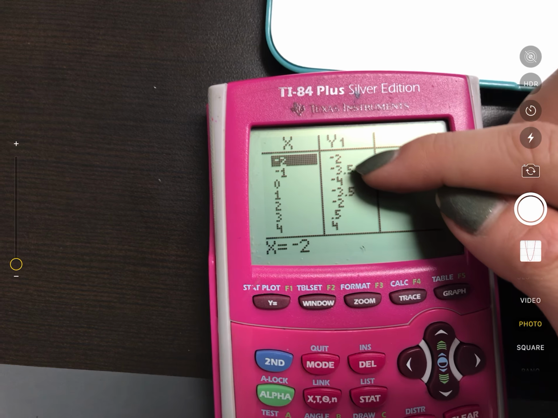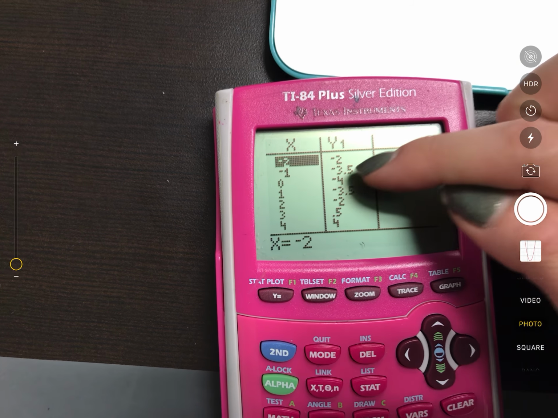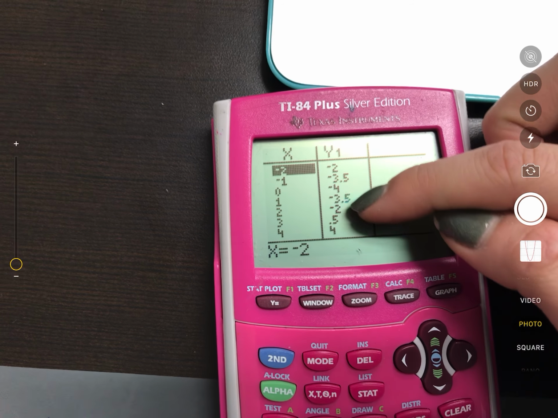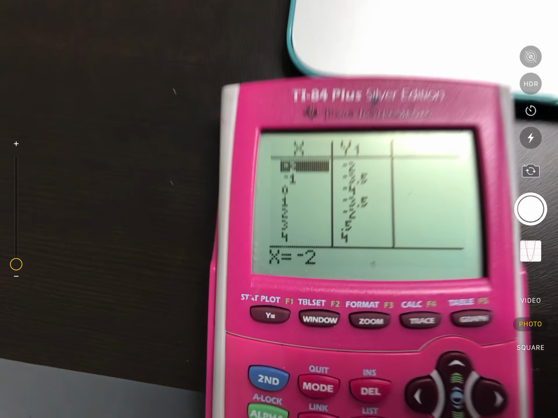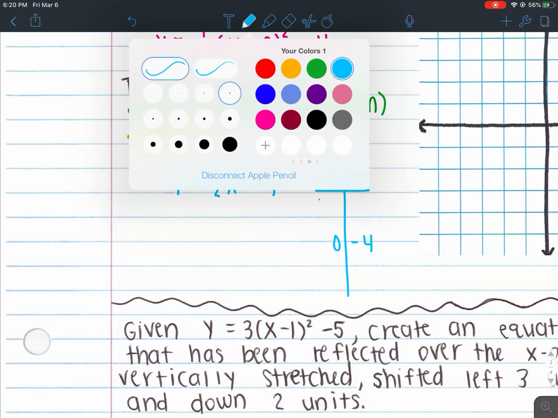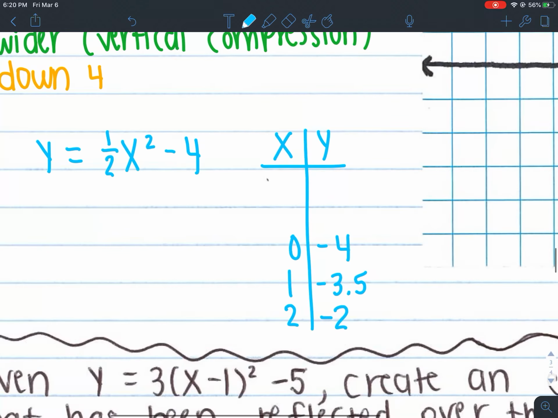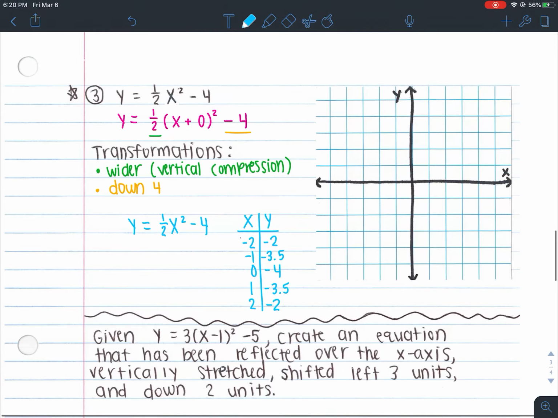You see how that's the middle? Because these are twins and these are twins, right? These are twins with each other. So 0, -4 is the center. Notice how I have decimals, okay? So the two numbers below are going to be 1, -3.5, and then 2, -2. The two numbers above are -1, -3.5, and -2, -2.